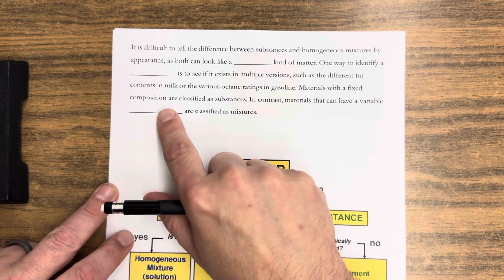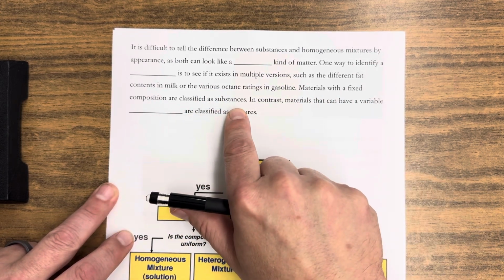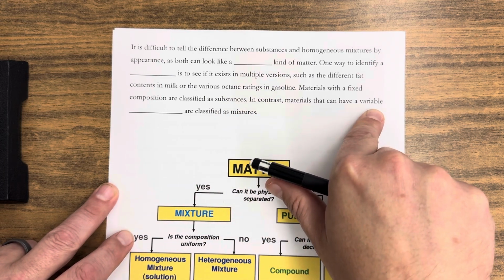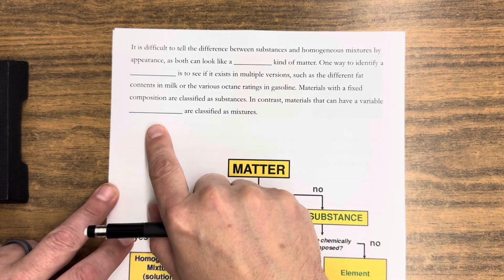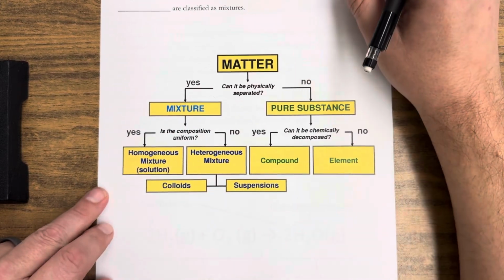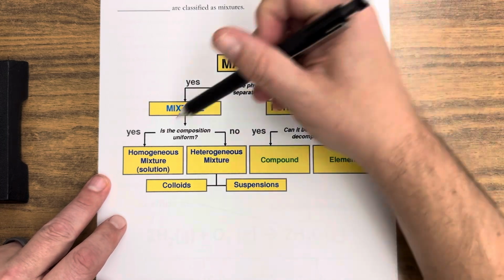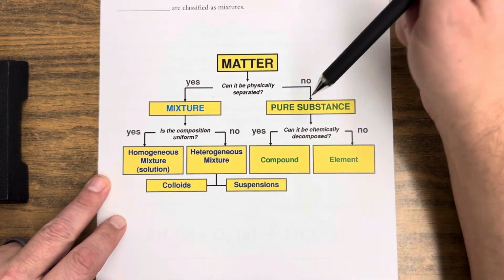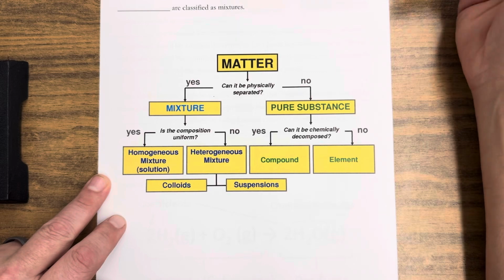Materials with a fixed composition are classified as substances. In contrast, materials that can have a variable composition are classified as mixtures. And then we have a little chart here that allows us to do a flow chart between mixtures and pure substances and then continue to break those down.